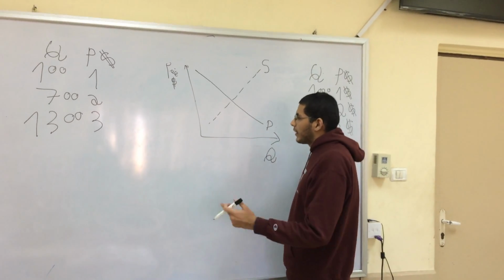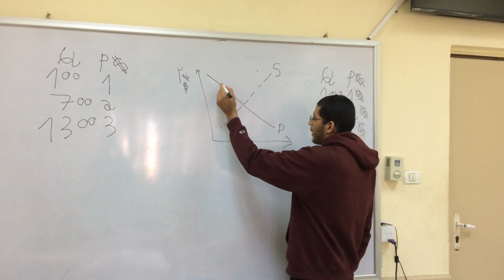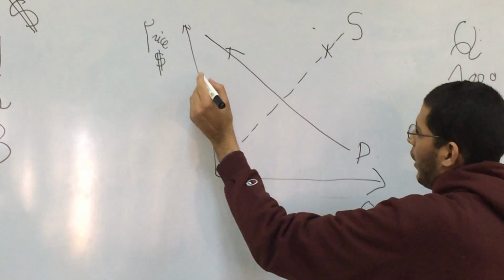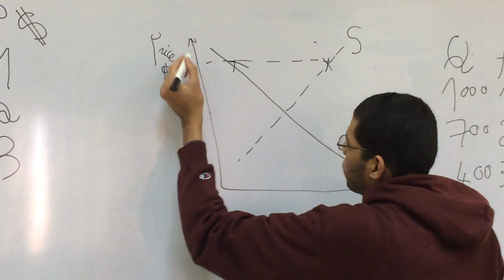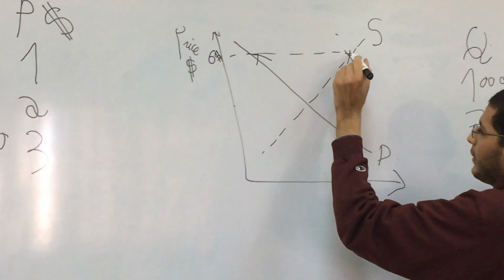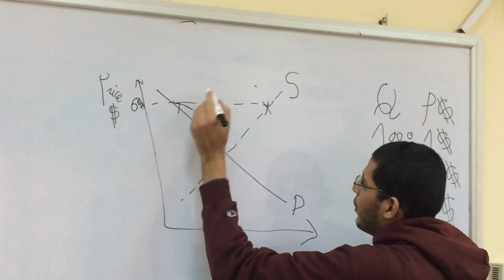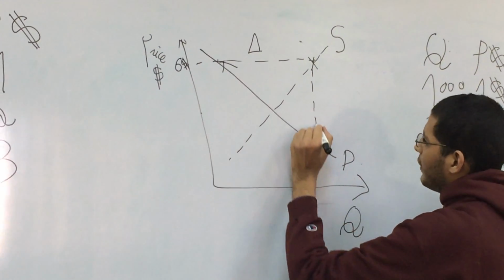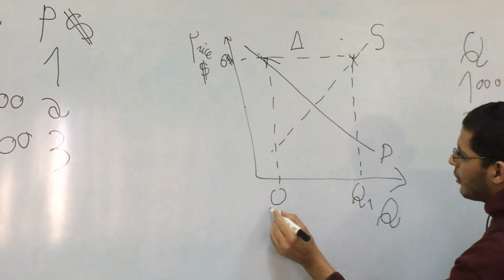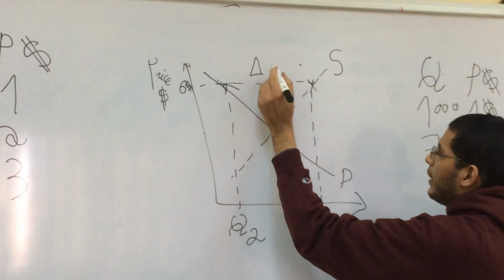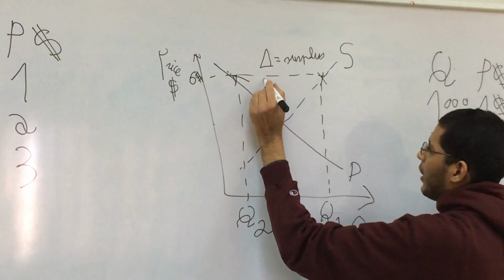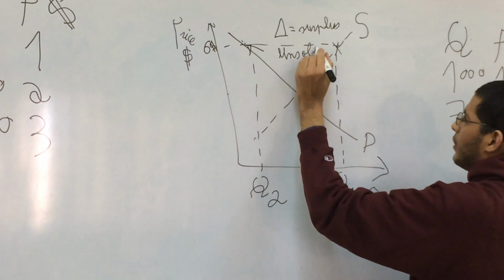Now let's talk about market equilibrium, surplus, and shortage. A surplus arises where the quantity supplied is greater than quantity demanded. For example, consider the following price, which is $6. As you can see, the quantity supplied is greater than quantity demanded. So the difference between quantity supplied, we'll call this Q1, and the quantity demanded, Q2, is equal to the surplus, which is the unsold quantity.